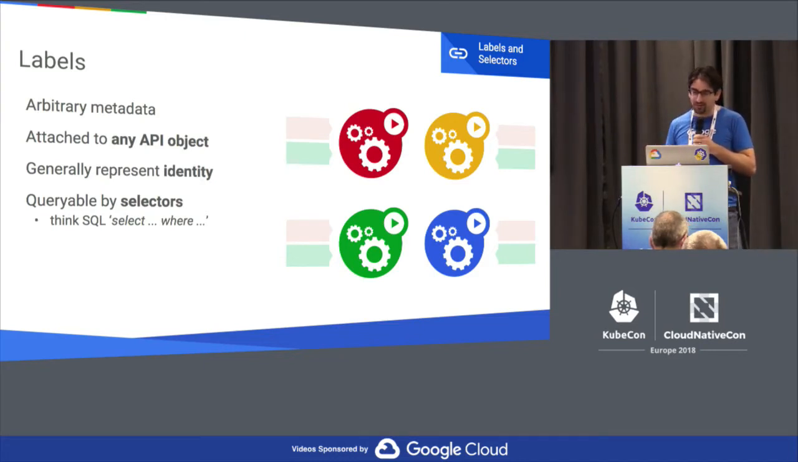So you're probably familiar with labels. These are arbitrary key value pairs that are on any API object. You can use them to identify these objects, and then you can query the API server to get a specific set of those objects. So in all of these diagrams, we use these circles with gears to represent pods.